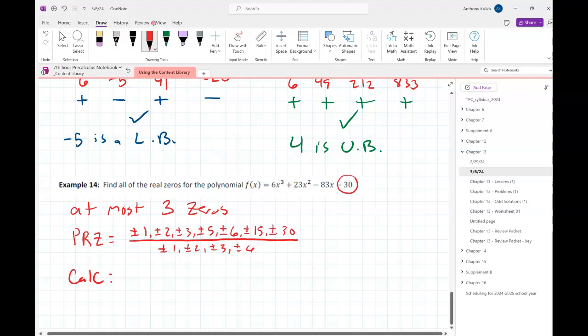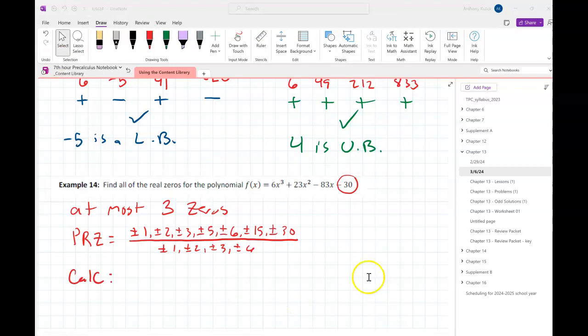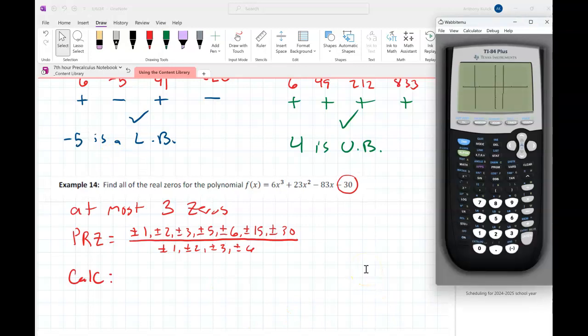Now I'm going to go to my calculator. If you have your calculator with you, I invite you to take it out and turn it on, and you can follow along if you like. If you just want to sit and watch, that is okay as well. What I'm going to do is go to the y equals menu, and type in this polynomial that I'm interested in. And now I'm going to set a window.